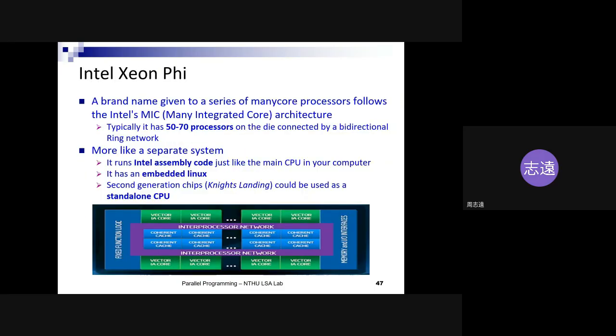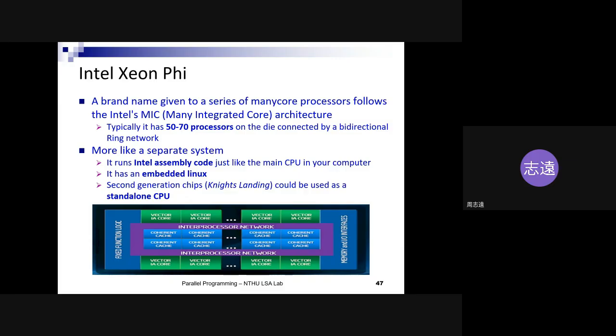Right, and this is Xeon Phi, so I will not talk about it too much because this is just a picture showing how many cores are there, and as you can see, there's an interprocessor network. So the goal again is to try to minimize the communication overhead between those cores, so you can have a better performance when you do the parallel computation.